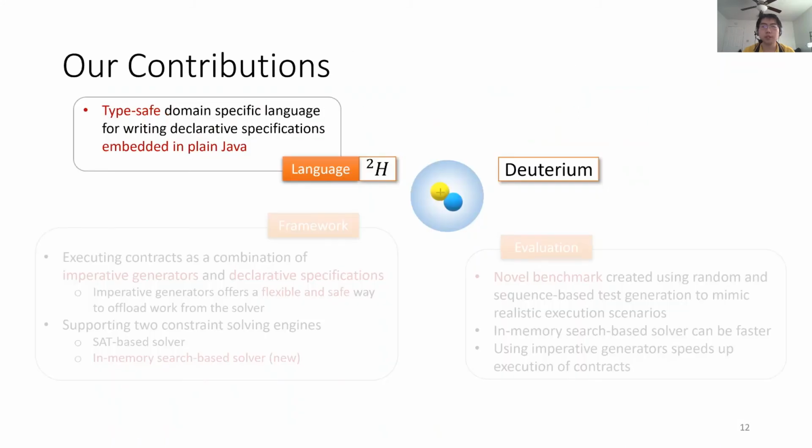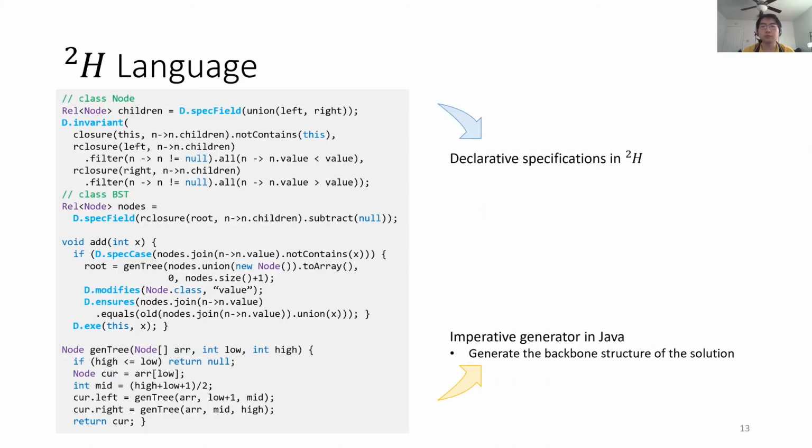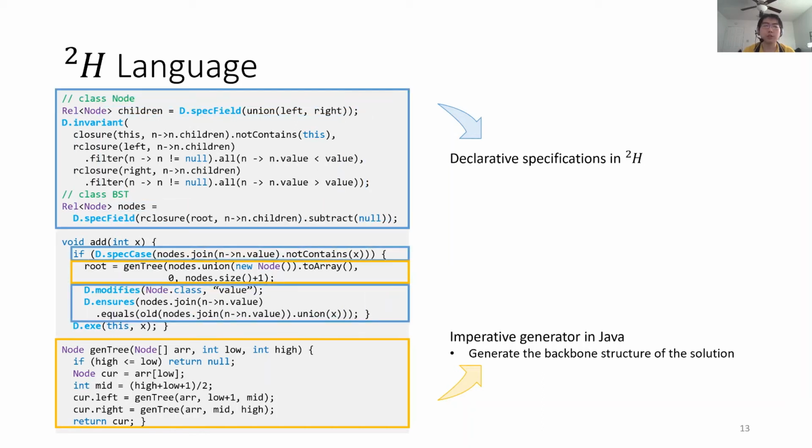Next, I will talk a bit about the language for writing declarative specifications in Deuterium. This is the contract for adding a value to a binary search tree in Deuterium. We've already seen the yellow part, which is the generator that generates the backbone structure of the solution. And I will talk about these remaining parts in blue boxes, and they are declarative specifications in Deuterium. And they are in first-order relational logic with transitive closures.